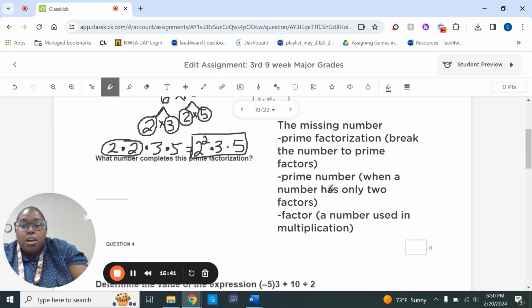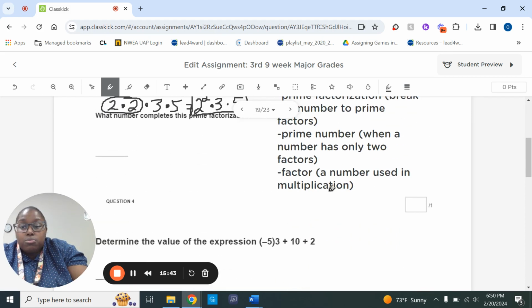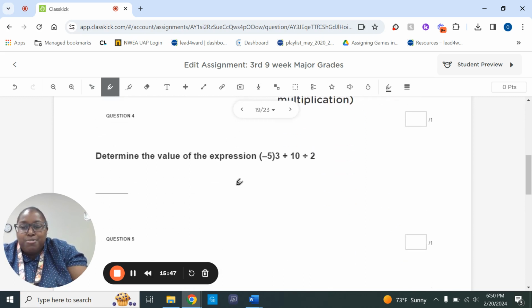All right, moving on. I didn't forget what number I'm on. All right, that was number 3. Let's go to number 4. Number 4, determine the value of the expression. So we have -5 times 3 plus 10 divided by 2.